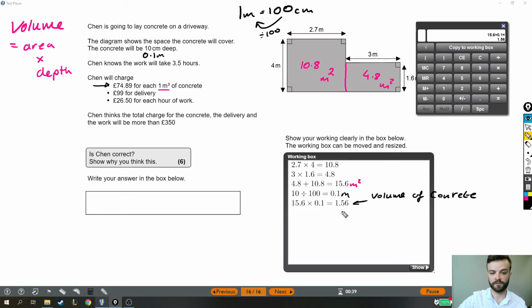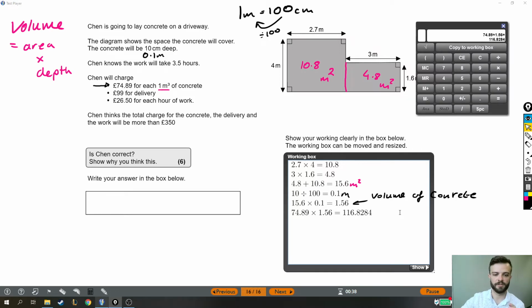Now he's using 1.56 meters cubed, so he's using 1.56 times as much, so it's going to cost 1.56 times as much. So what I'm saying there is that if it's £74.89 for 1 meter cubed, and we've got 1.56 meters cubed, then that's going to be 1.56 times as much. It's like saying if you had 2 meters cubed, it would cost 2 times as much. If you had 10 meters cubed, it would cost 10 times as much. We have a decimal, but we do the same thing. If we have 1.56 meters cubed, it costs 1.56 times as much. So this is the cost for the concrete.